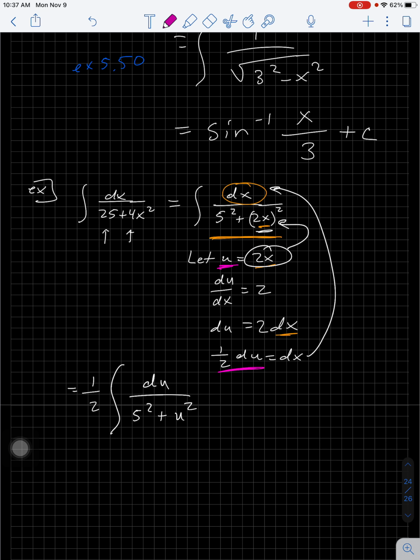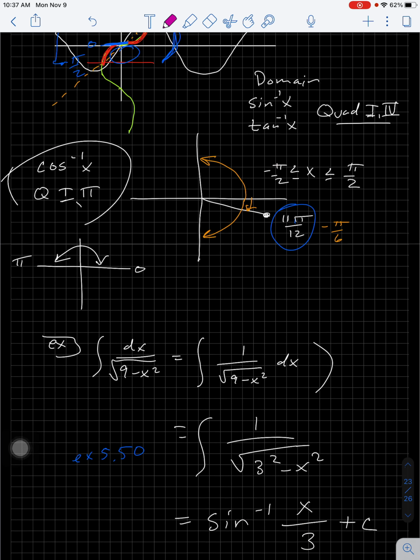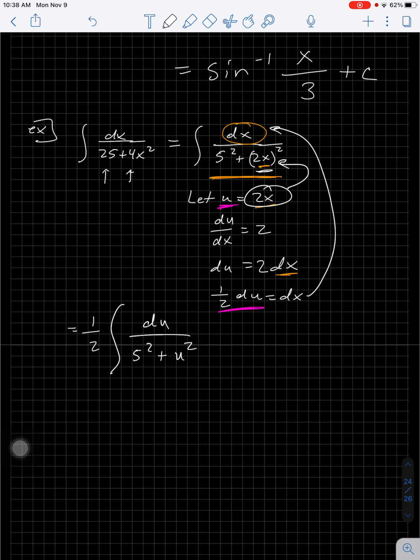All right, and now what does this look like? I've got two things squared and they're added. There's no root. That looks like this guy to me. So it's going to be inverse tangent. My first thing is going to be 1 over a, and my a value is 5 in this case.